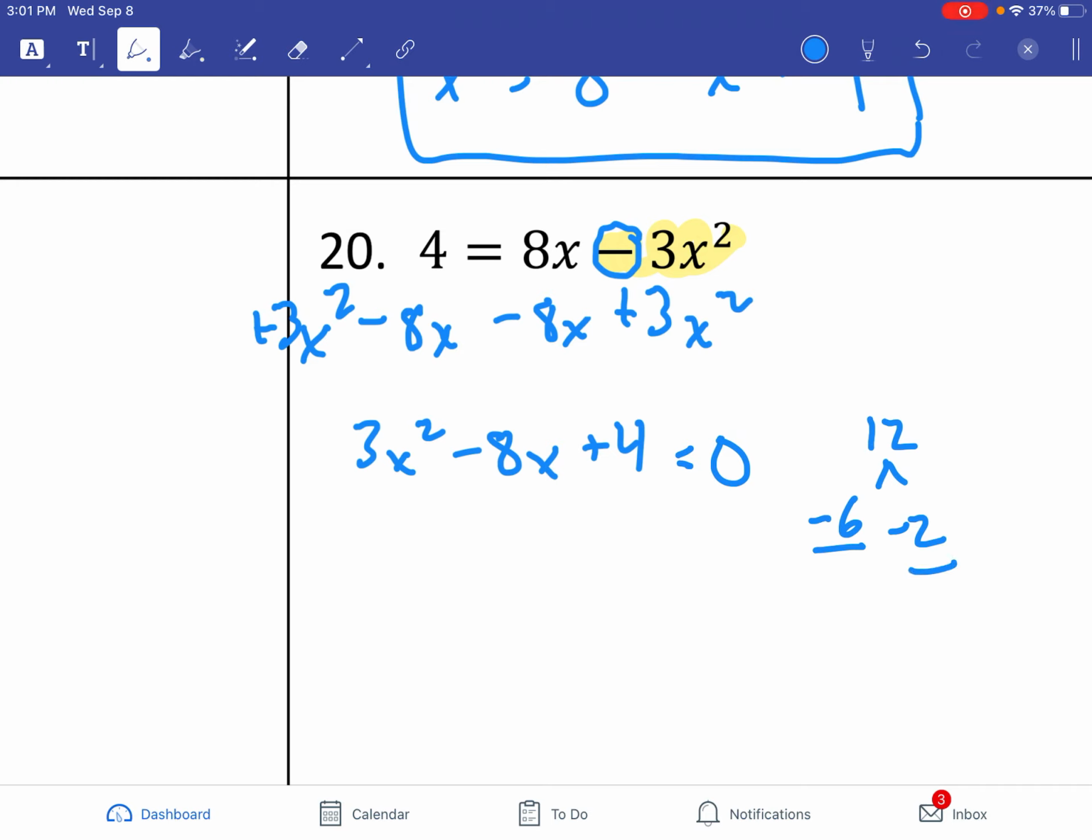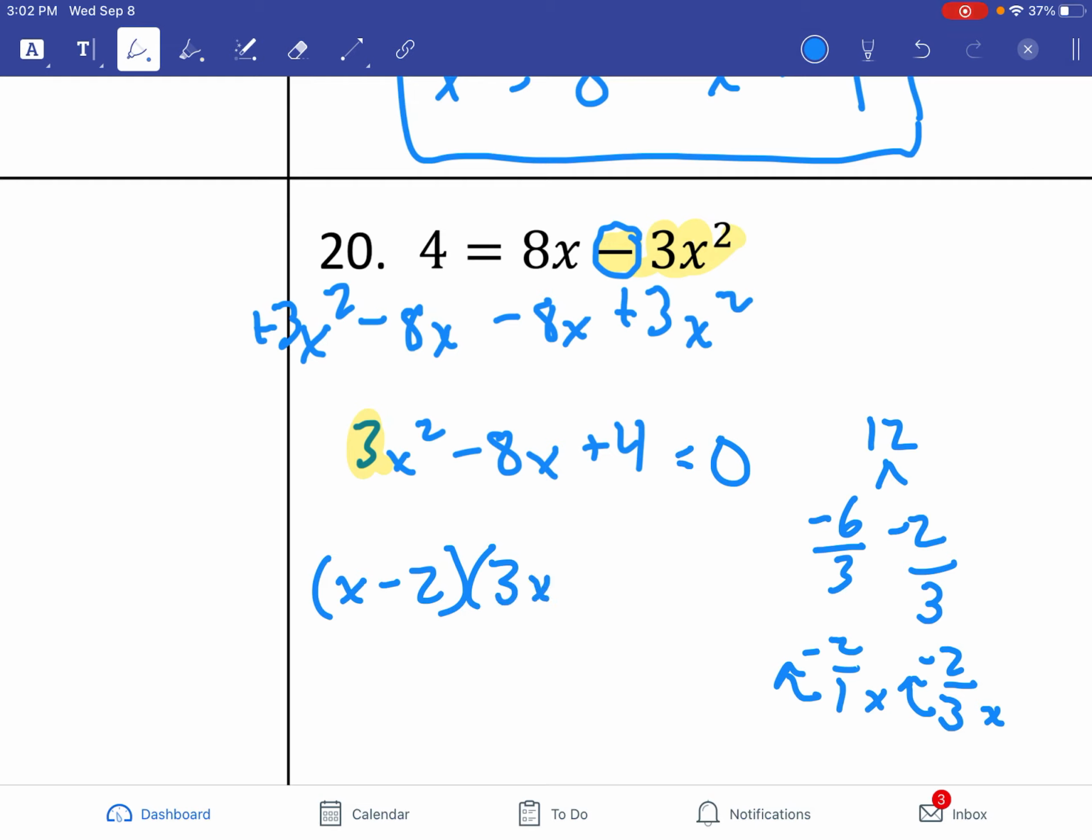Just like before when we did the expressions, I use the bottoms up method. I'm going to make my denominator the a value. Here's the a value. Okay, so -6 over 3 gives you -2 over 1, and -2/3 cannot be reduced. I have an x in the bottom, so bring it to the top. So I have x minus 2 and 3x minus 2.